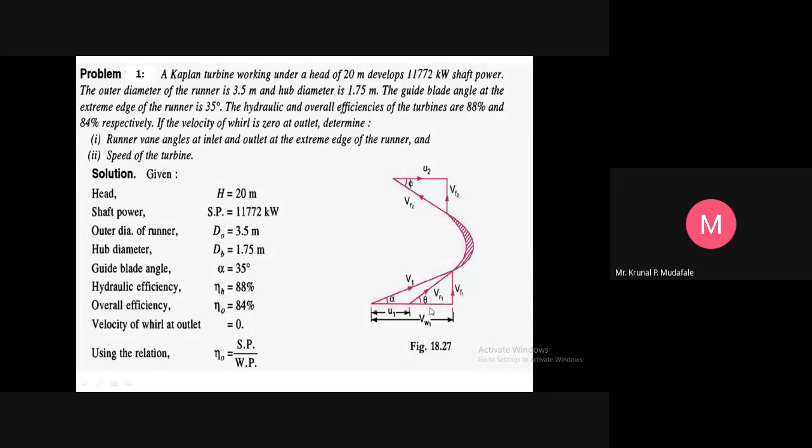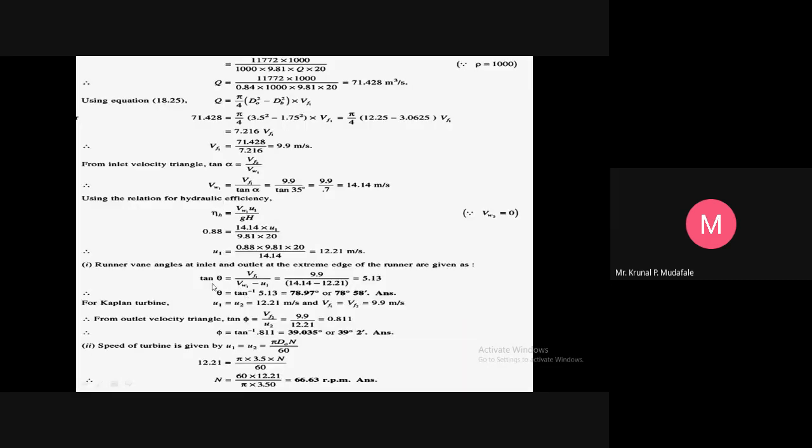How can you find out theta here? Apply tan theta equals, again the formula, Vf1 upon the remaining factor, Vw1 minus U1, which is the remaining part of this side. So for tan theta, applying opposite side upon adjacent side, the opposite side is Vf1 and the adjacent side is Vw1 minus U1; from the total Vw1 we subtract U1 and get the remaining length. So tan theta equals Vf1 upon Vw1 minus U1.